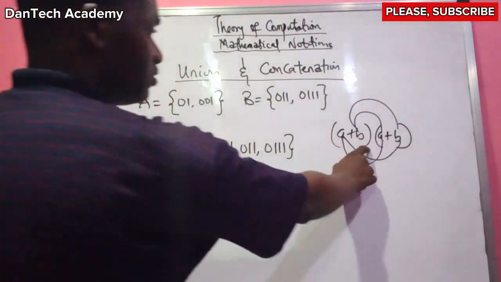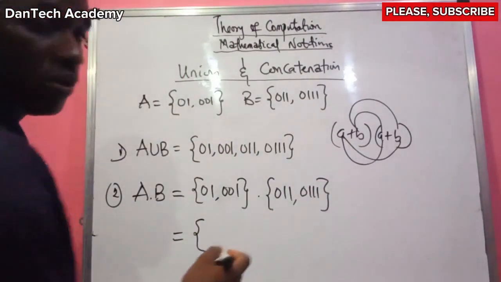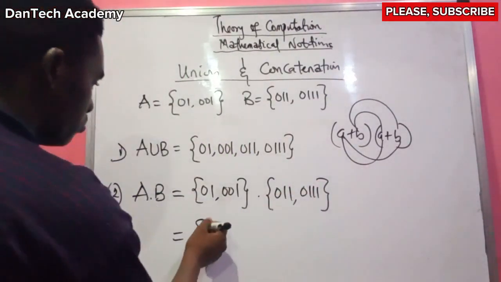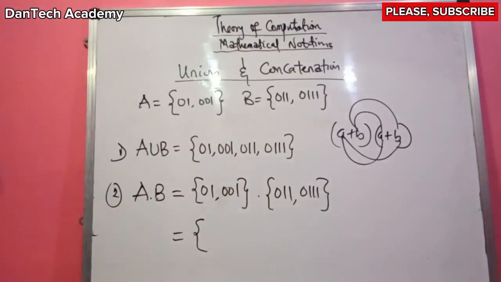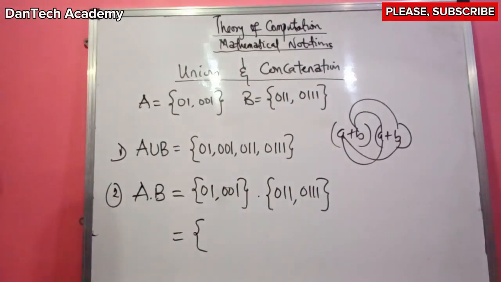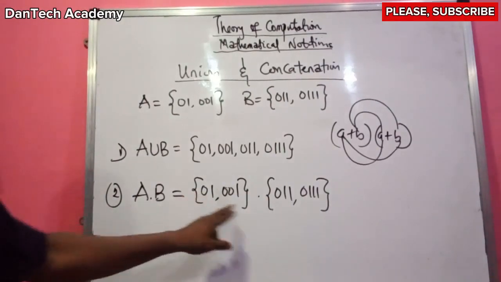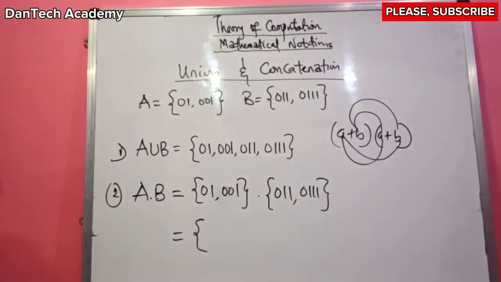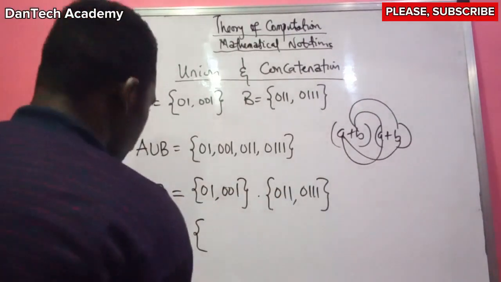Just like we have this one now. Yes, we are multiplying. Now, the multiplication doesn't mean that you are taking this one and multiplying like normal multiplication of a binary. No. What it simply means is that this one is mixed with this.